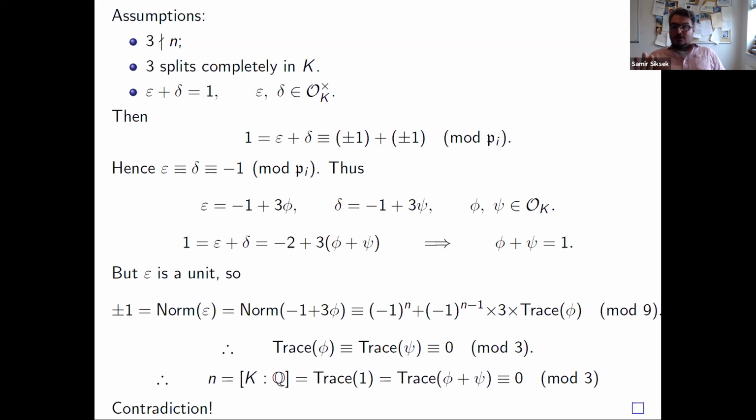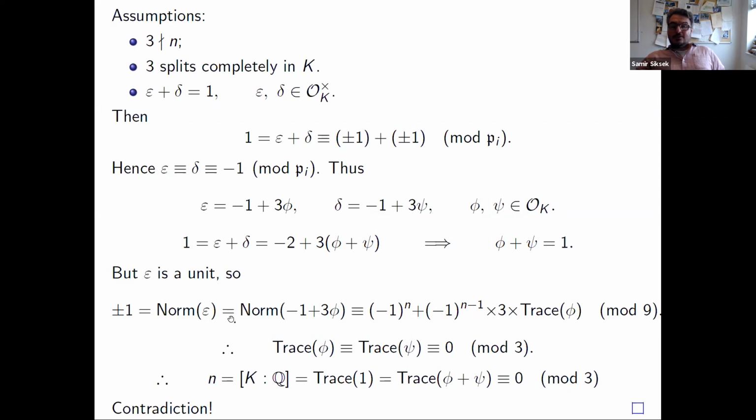Okay, we're almost there. We've almost finished the proof. So we've deduced this equation here. But you remember that epsilon is a unit, and we haven't made use of that fact yet. All we've made use of is that epsilon doesn't reduce to 0 modulo any of the primes. So epsilon is a unit. That means it has norm ±1, and epsilon is -1 plus 3 phi.